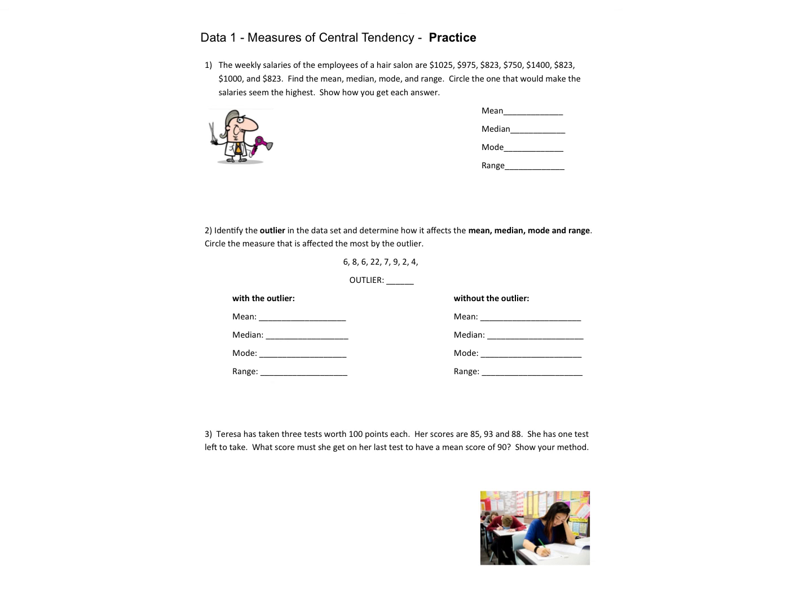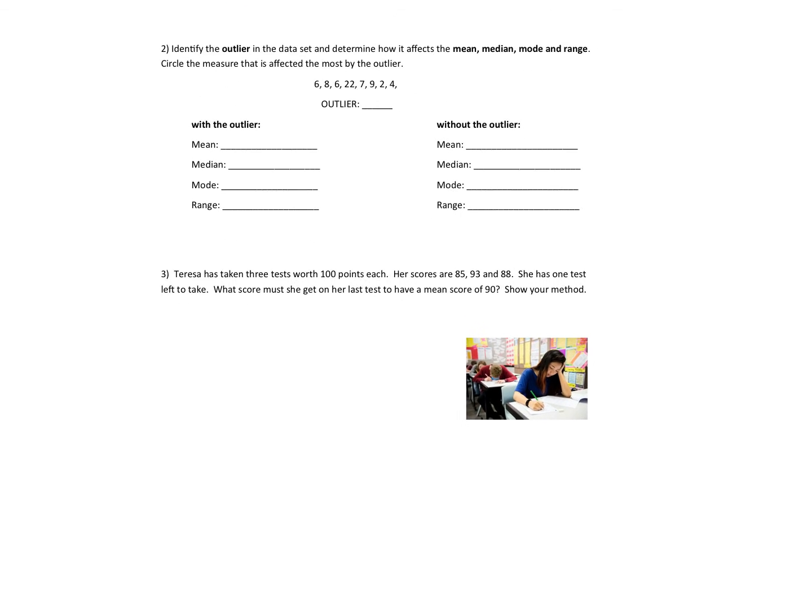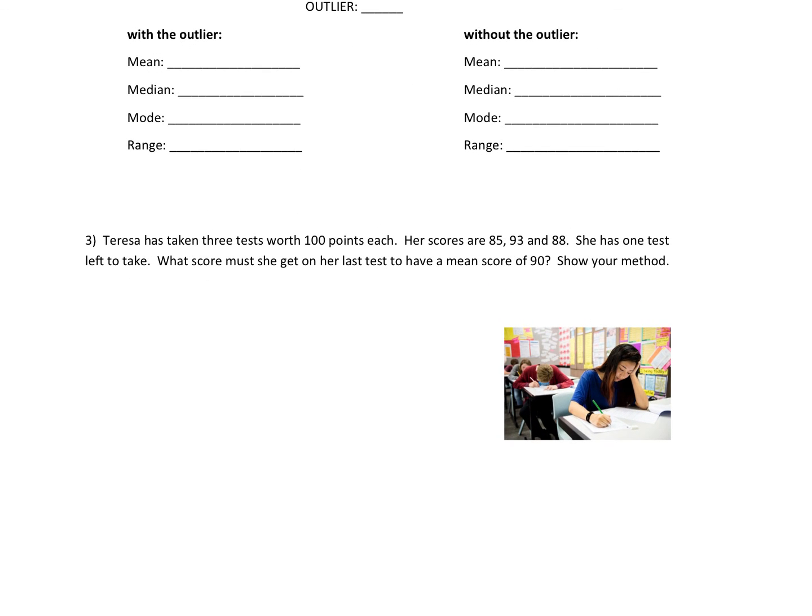Number 3, I'm going to give you a little help on real quick. It says Teresa has taken 3 tests so far that were worth 100 points each. Her scores were an 85, 93, and 88 so far. She's got 1 test left to take. What score must she get on the last test so that the mean of all 4 tests is 90? So let's think about it.